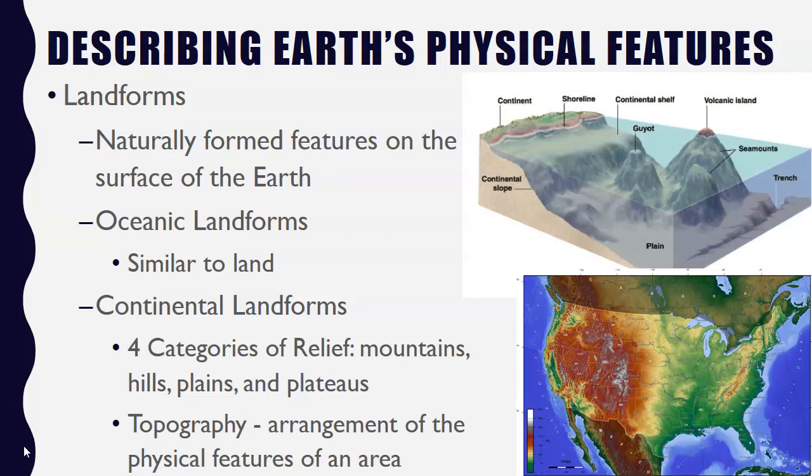Continental landforms are generally separated from one type to another by relief, which is just the difference in elevation of a landform from its lowest point to its highest point. And there are 4 categories of relief: mountains, hills, plains, and plateaus. Mountains have great relief compared with a plain, which has very little difference between high and low points.